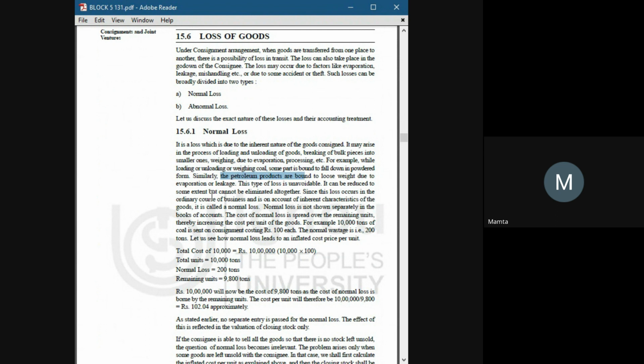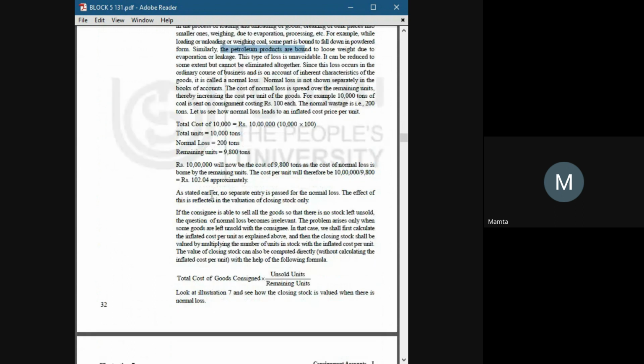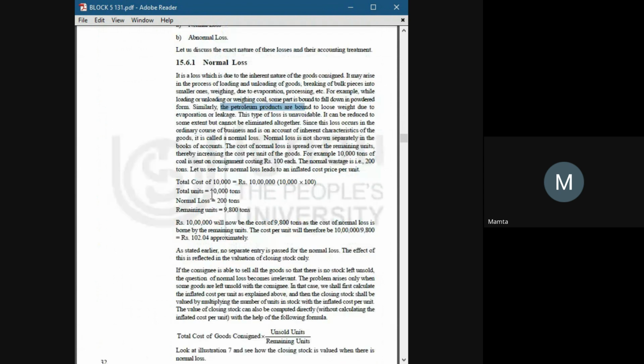But the losses that happen due to any natural calamity, like fire and all, are called abnormal loss. These are abnormal loss.